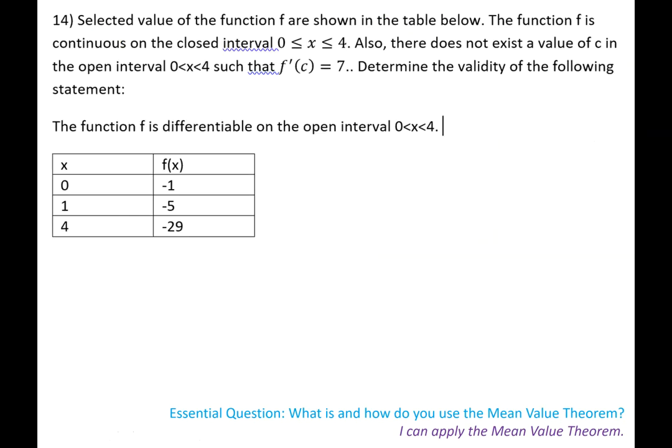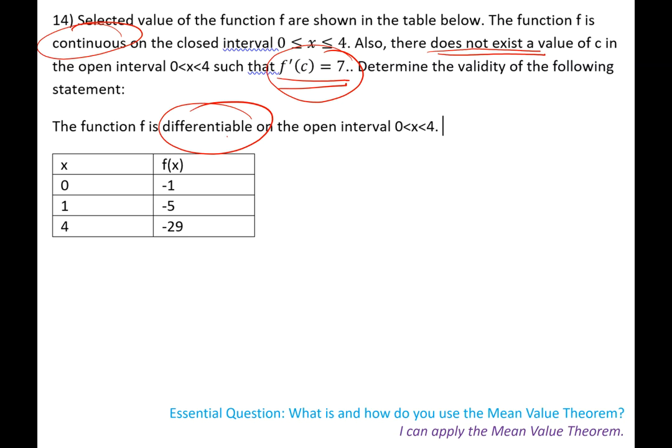All right, last one here. Again, we're going to do the same thing. There's a little bit of a catch in this one. We see continuous, but it also says there does not exist a value of c such that the slope equals 7. Determine the validity of the following statement. The function is differentiable. In order for the mean value theorem to apply, I have to be continuous and differentiable, and they're saying my slope doesn't equal 7 somewhere. So let's see what happens.